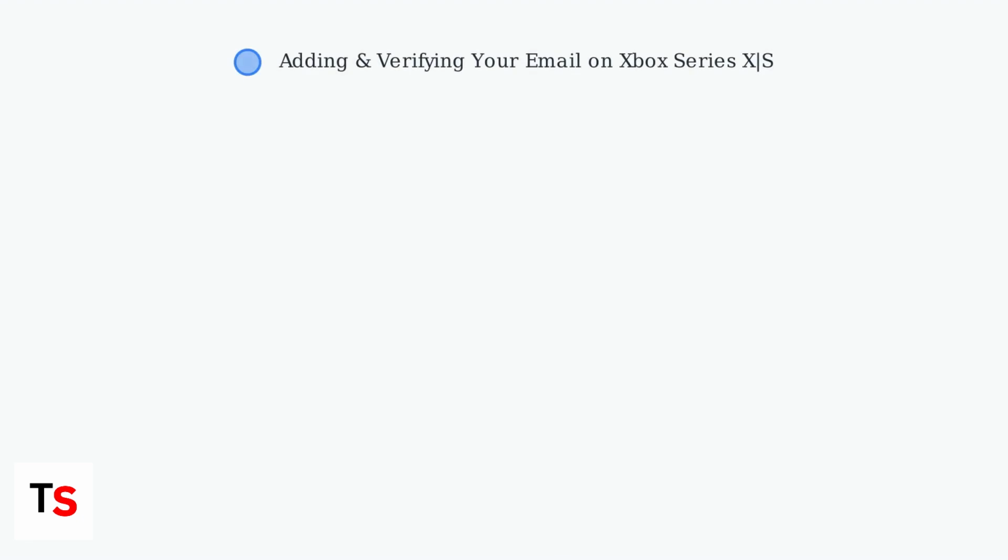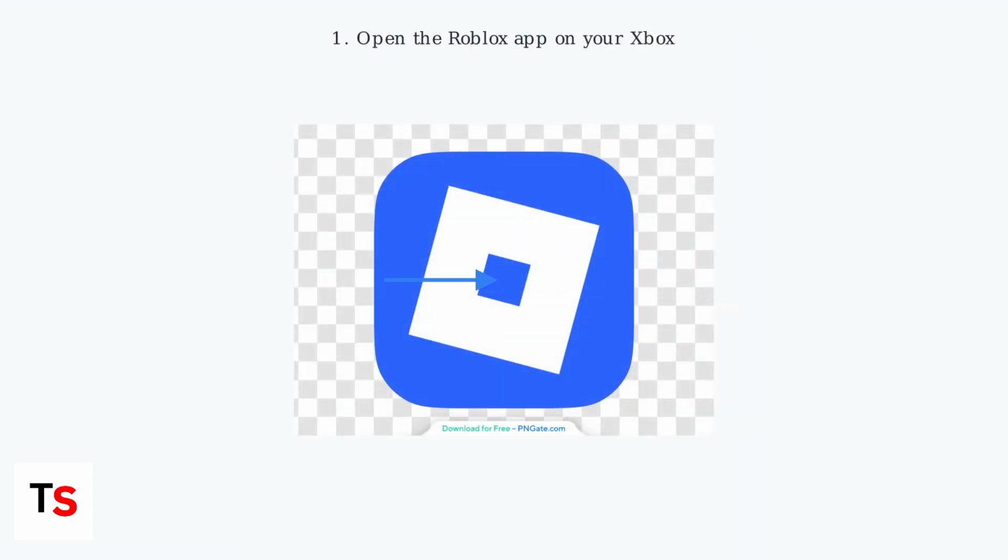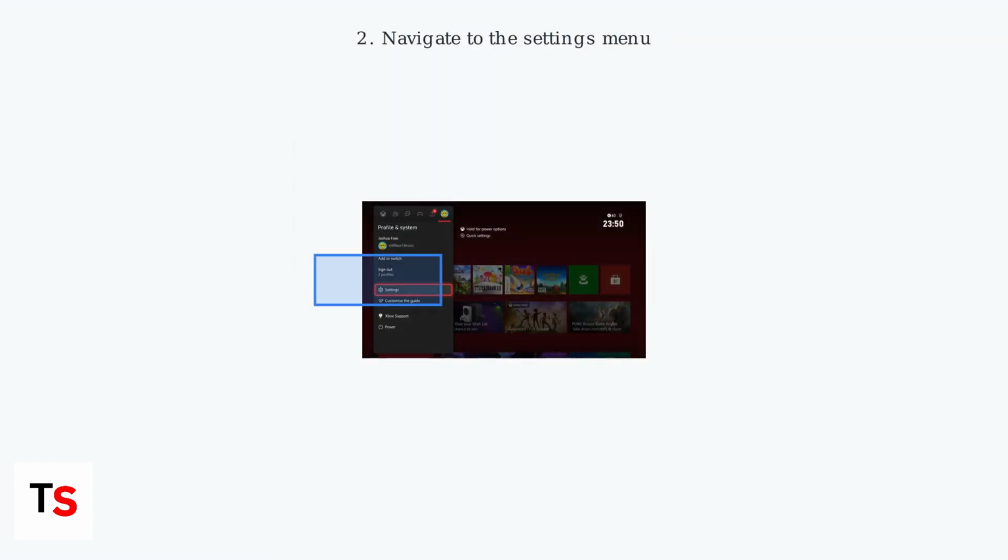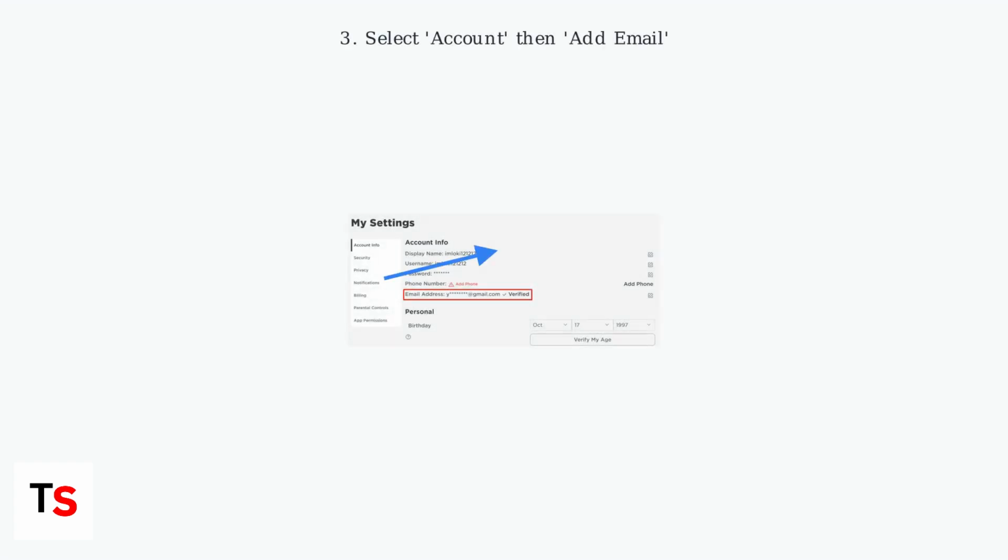Want to secure your Roblox account on Xbox Series X|S? Adding and verifying your email is crucial. First, open the Roblox app on your Xbox. Navigate to the Settings menu, usually found via the Roblox icon or in-game options. Select Account, then Add Email.